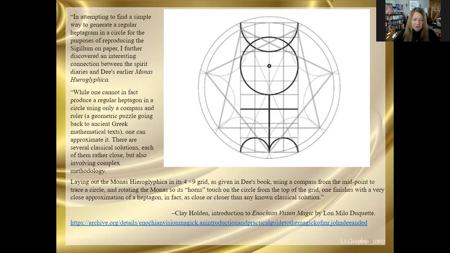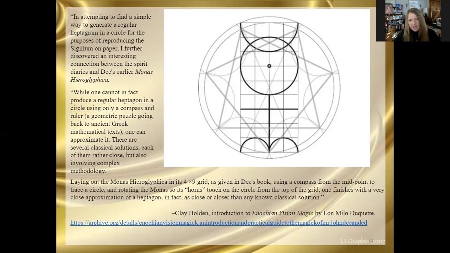So he says, I further discovered an interesting connection between the spirit diaries and Dee's earlier Monas Hieroglyphica. While one cannot in fact produce a regular heptagon in a circle using only compass and ruler, it's a geometric puzzle that goes back to the ancient Greek mathematical texts. Albrecht Dürer, by the way, the great artist of the Renaissance, was one of the many people who puzzled over this and one of the few who found a kind of rudimentary solution. He says, one can approximate it. And that's what I mean by a rudimentary solution.